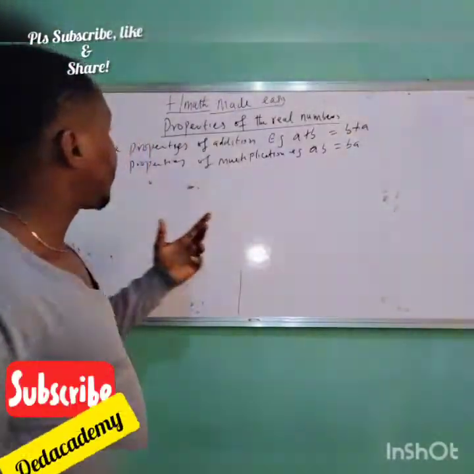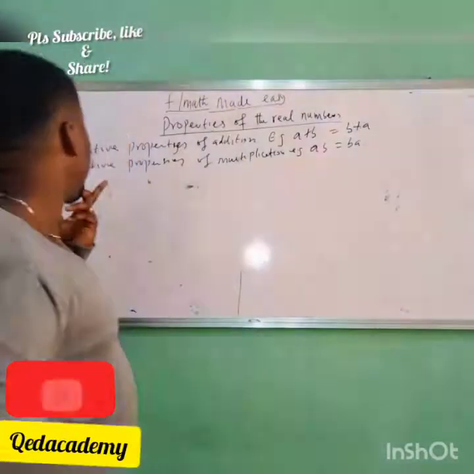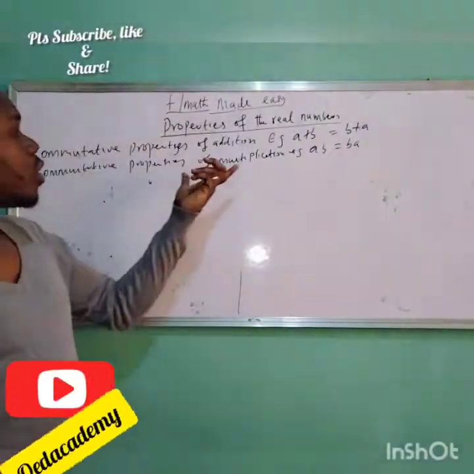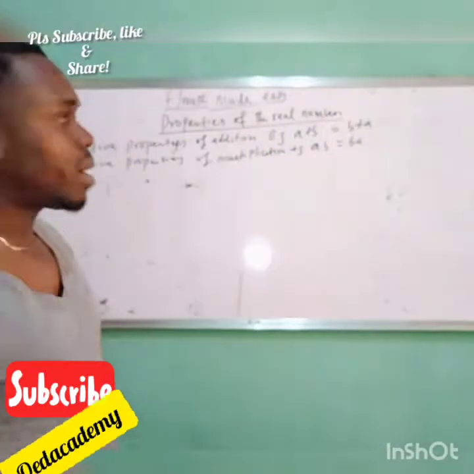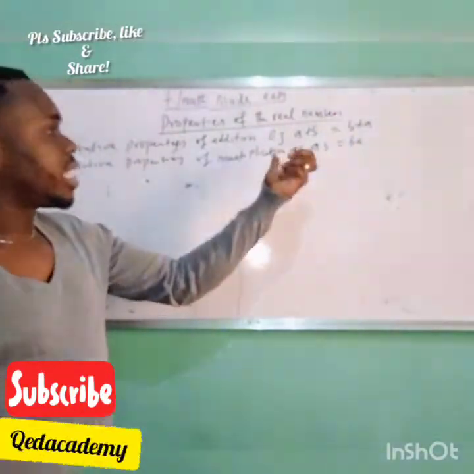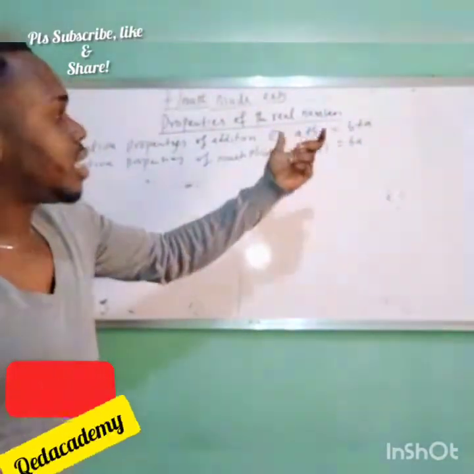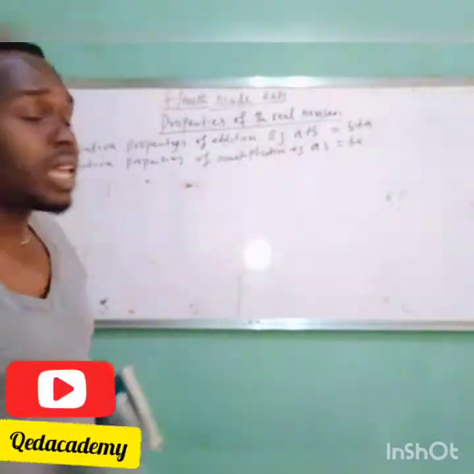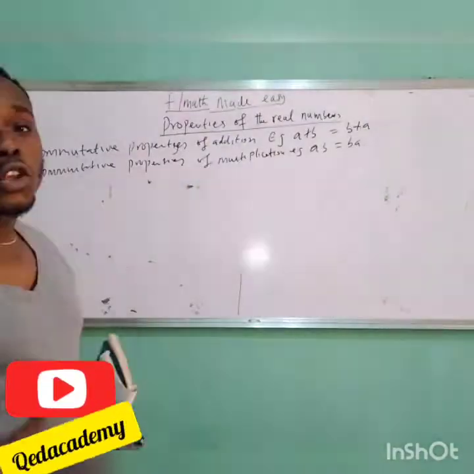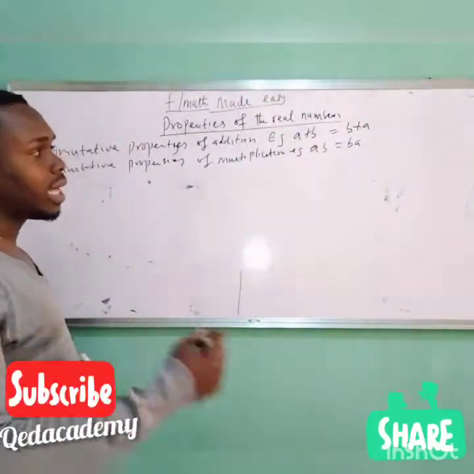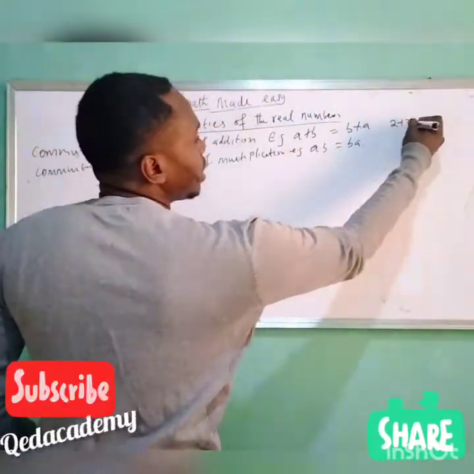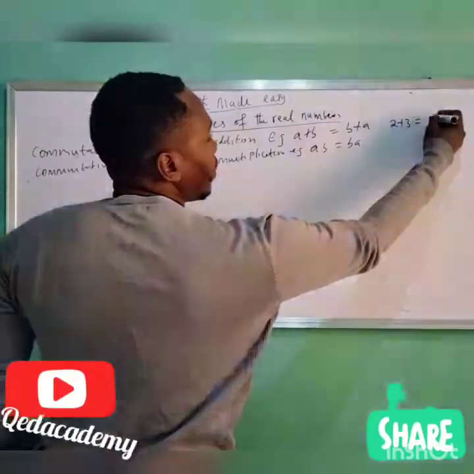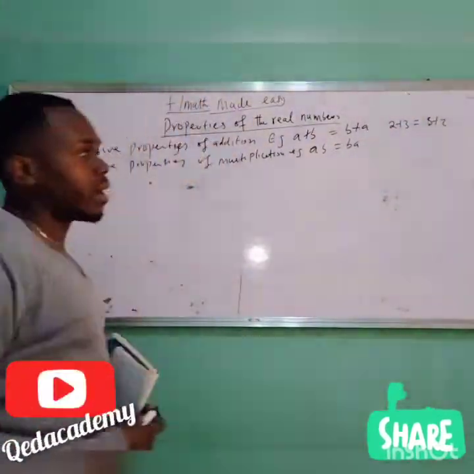Okay, and the first property we'll be looking at is the commutative property of addition. The example below easily illustrates what that means. That is to say that a plus b is equal to what? B plus a. So that is what it means when we say commutative property. What that simply implies is you can as well say 2 plus 3 is the same thing as 3 plus 2. Right? So that is what it means.